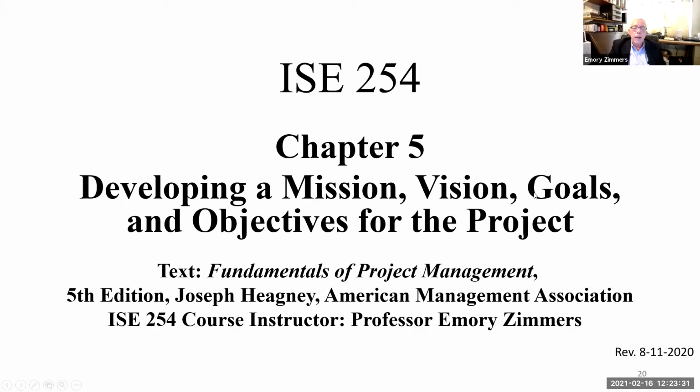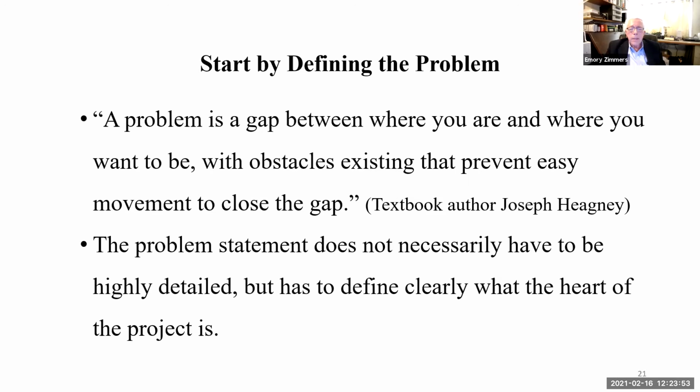Okay, chapter 5. This is developing a mission, vision, and goals and objectives for the project. I want to leave this chapter with people having a good grasp of what these different terms mean and how they fit together. Some of this is rather straightforward, but it won't hurt to go over it, I think. It also gives you some ideas on how you can explain the problem-solving process to others.